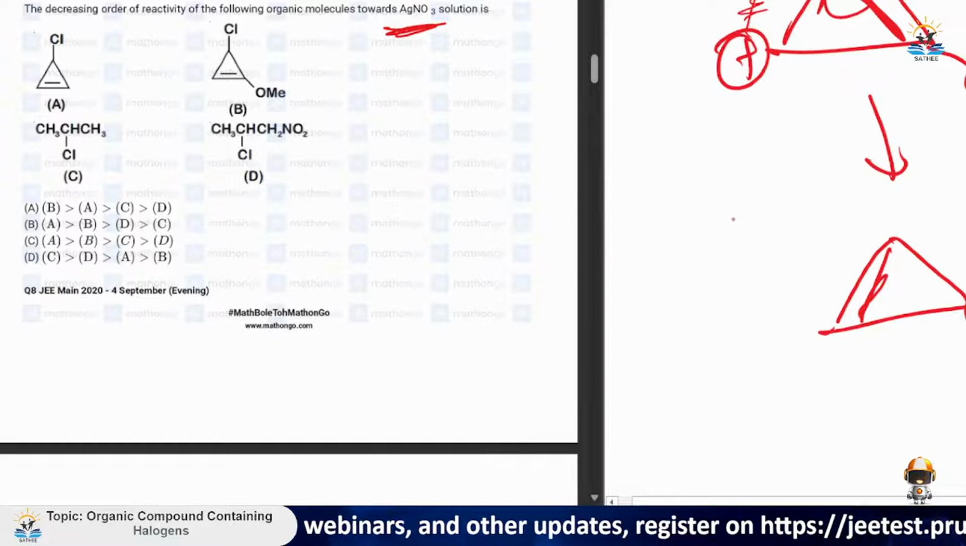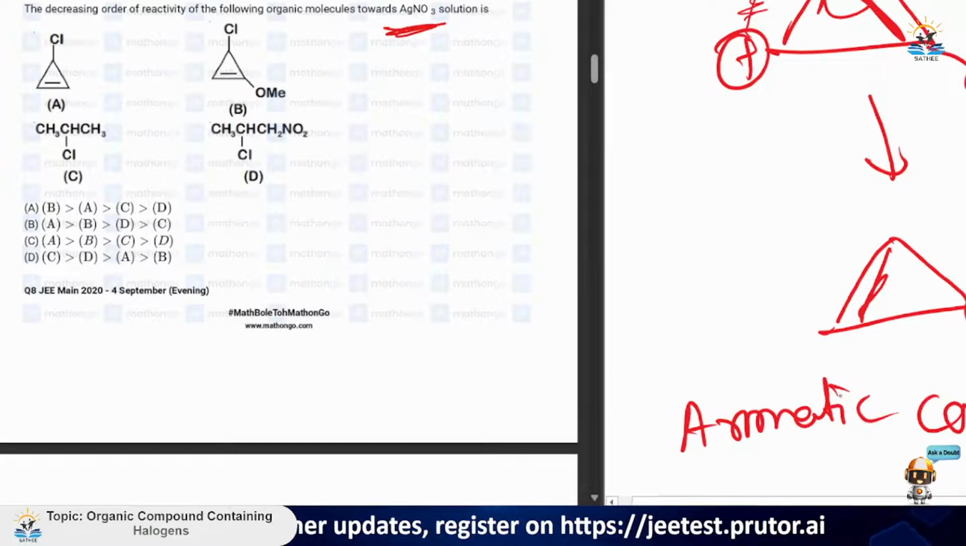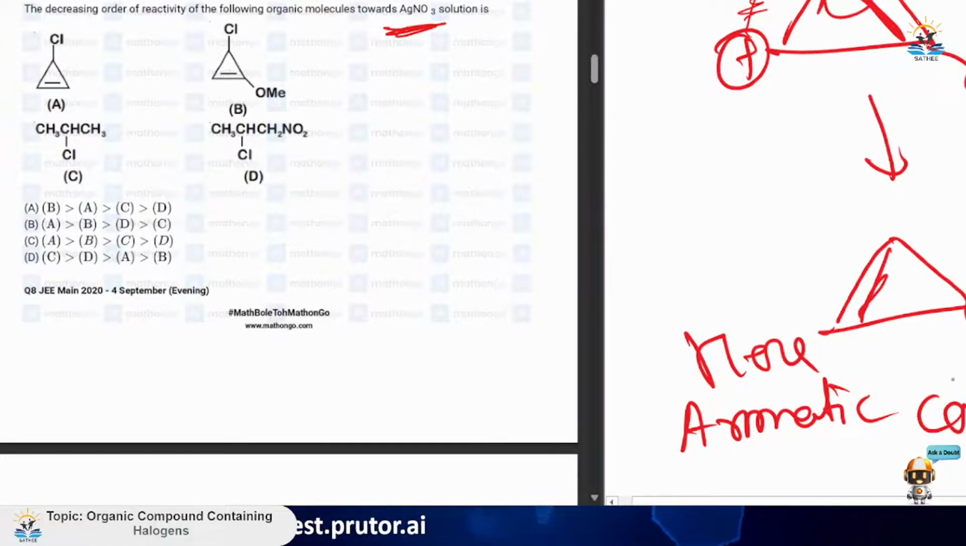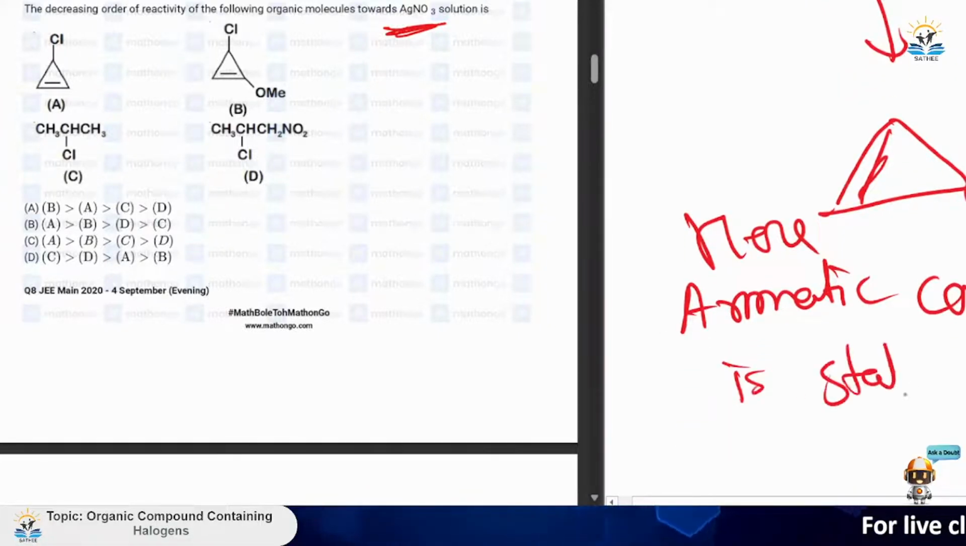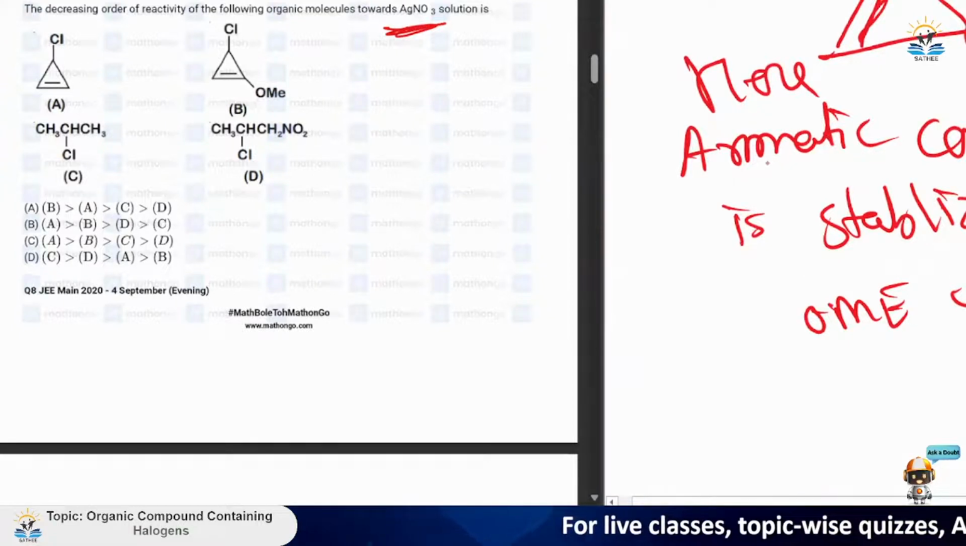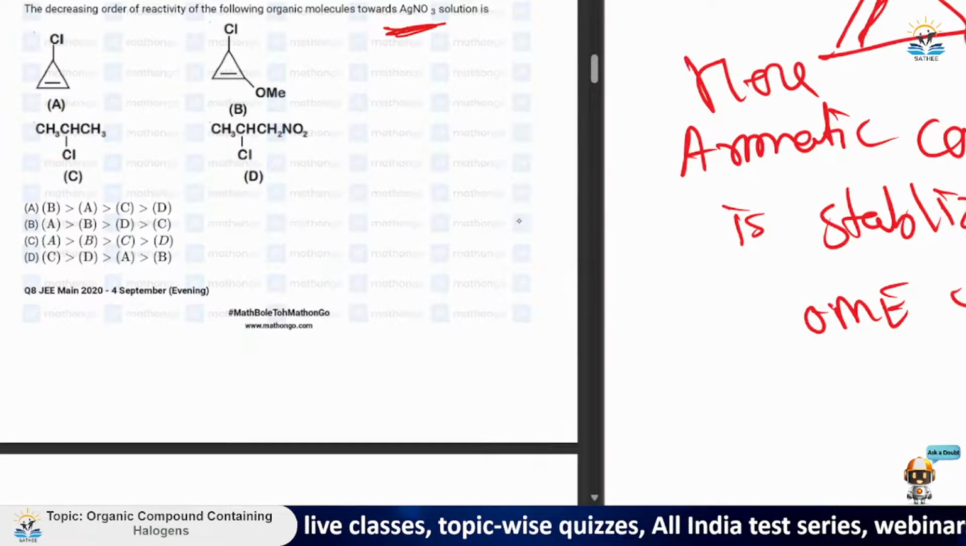Now, the aromatic compound is well stabilized by the lone pair of OMe. Why did I do all this? We can connect it at any of these steps, but this is the lone pair. So the compound is stabilized by the lone pair of OMe. That's why the reaction will occur here faster than the other one. This was the main funda behind that, so this will be the first one, that is A.